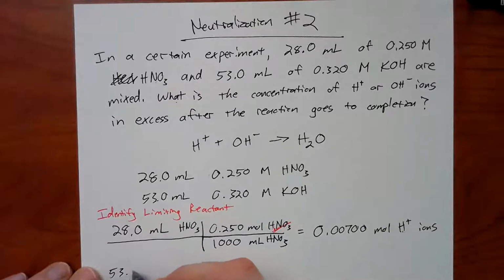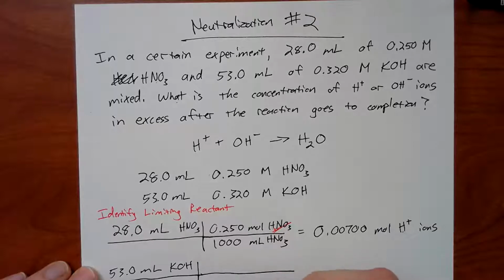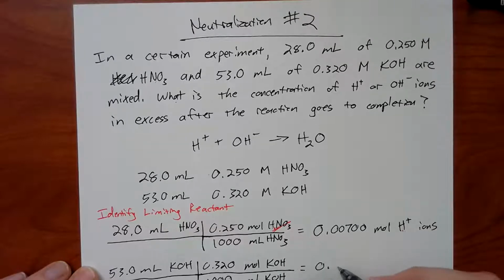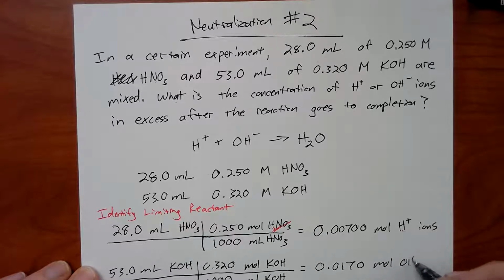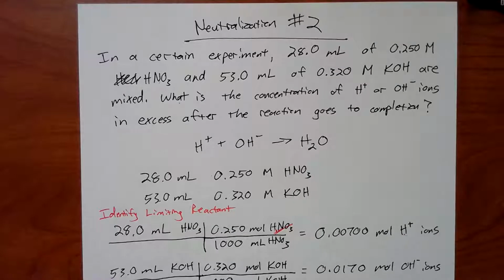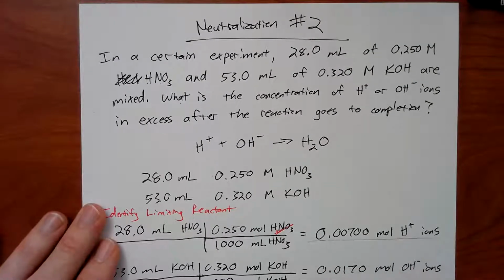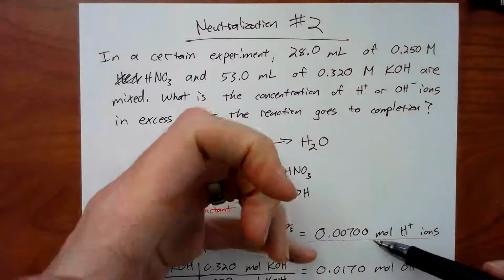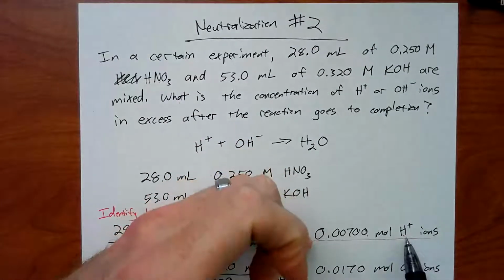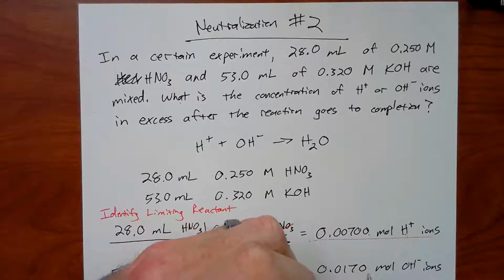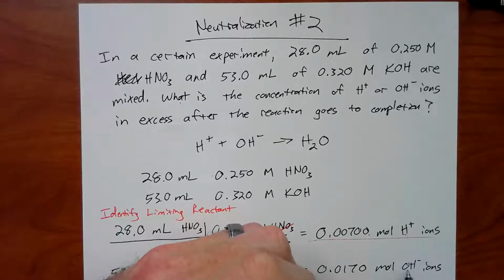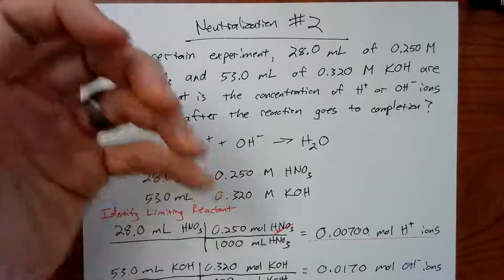So let's do it again to find the other one, and we'll move on from there. And I find it's 0.0170 moles of OH- ions. Okay, I should be able to tell right now which one's my limiting reactant, and that is this one, because it is the smaller one. So all H+ ions will be consumed, and they will react with the exact number of moles of my hydroxide ions.